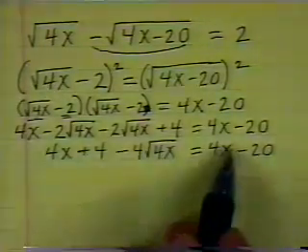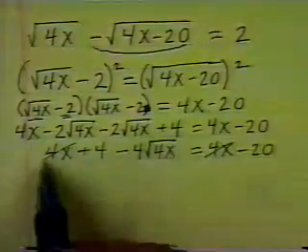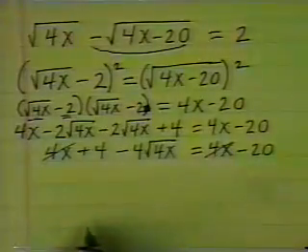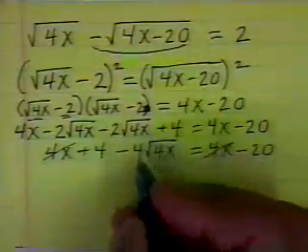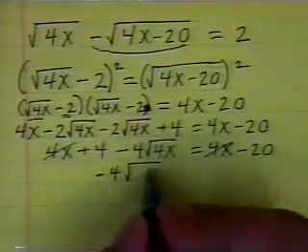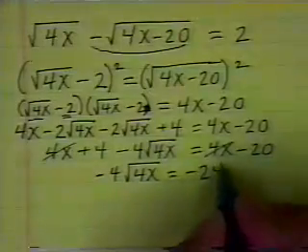So I'm going to move the 4x back over to the right. That's going to cause the other one to cancel on the left and right-hand sides there. And we move it over. I'm going to move the 4 over to the right-hand side as well. It's going to leave me with negative 4 square roots of 4x and negative 24.